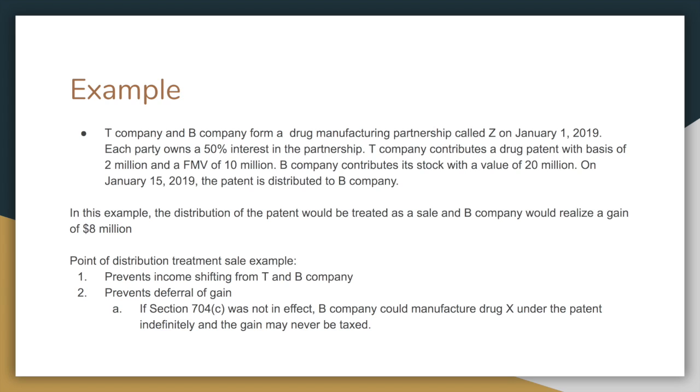Now, the point of this example is to illustrate the prevention of income shifting between T company and B company. In addition, it is to prevent the deferral of gain. If it wasn't for Section 704C, B company could, in theory, manufacture drug X under the patent indefinitely, and the gain may never be taxed as a result.